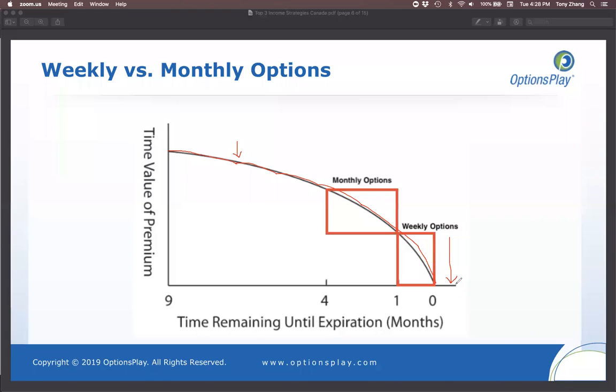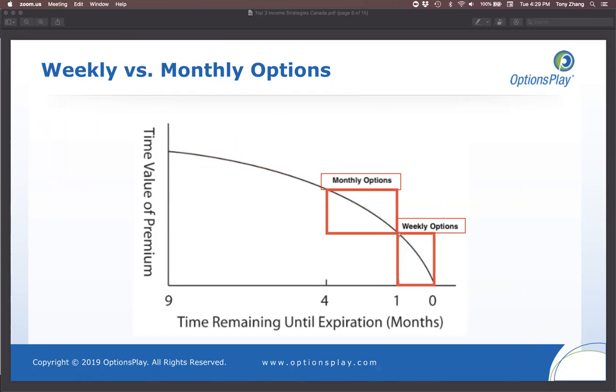Now, because when you're selling options for income, you're effectively short that option, you want the value of that option to decrease, and you want it to decrease at as fast of a pace as possible. So that's why when we're selling weekly options, we get that acceleration that we're really looking for. And that's why when you're selling any form of options, generally speaking, selling weekly options will provide you faster income than selling monthly options.